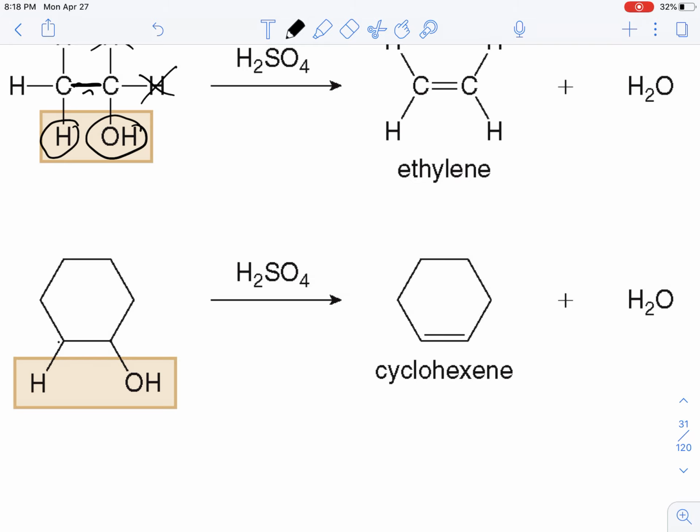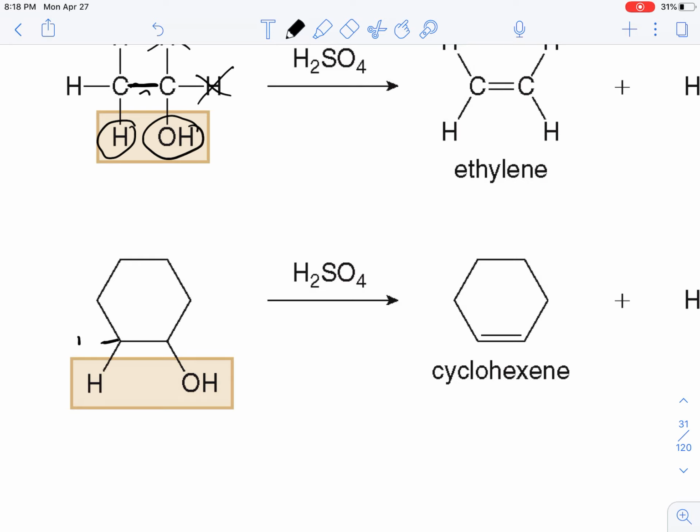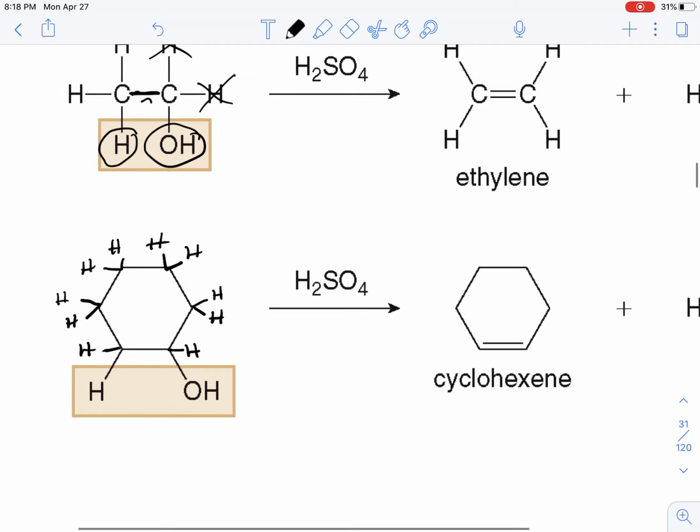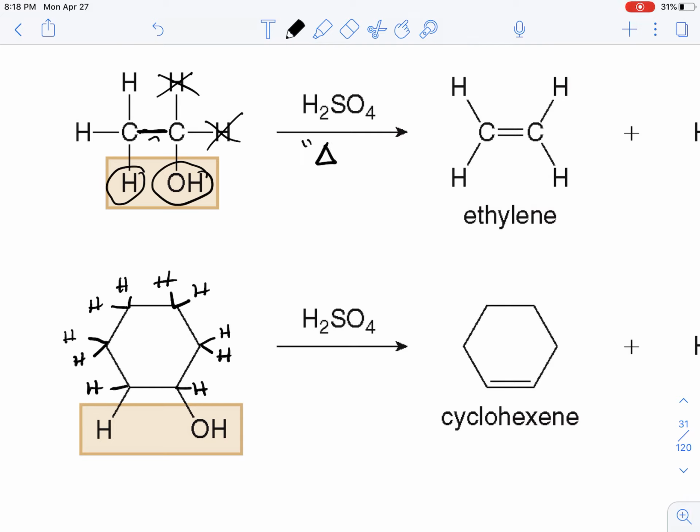So if we draw all of the possible hydrogens on this molecule, there's actually one more here too. And so I just drew in all of the hydrogens that would make all of the carbons on this ring fulfill its octet. And so when a dehydration reaction occurs, and let me just go ahead and add the triangle, the heat, because that's part of the prerequisite. So you're going to immerse it in sulfuric acid and then you're going to heat it up.